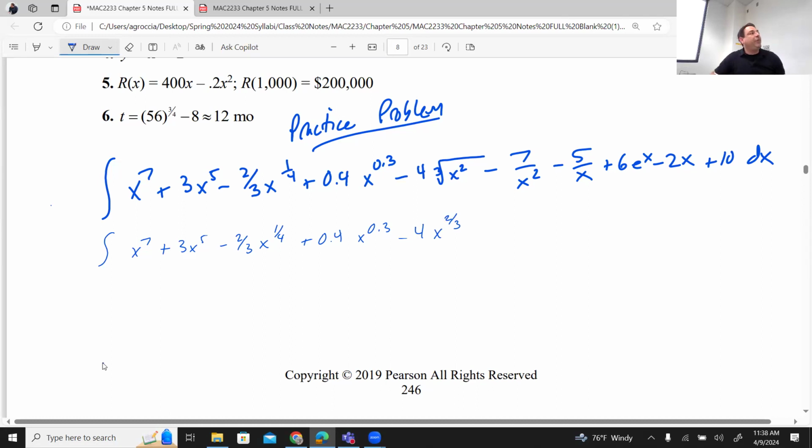So if you're not sure how to rewrite it, that's the issue. It's not the calculus, it's not algebra, it's being able to rewrite it, right? Knowing how to rewrite it. Same thing with the next one. I would put minus 7x to the negative 2, minus 5x to the negative 1, plus 6 e to the x, minus 2x plus 10.